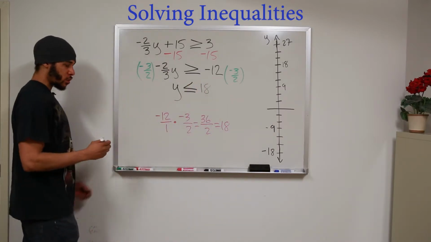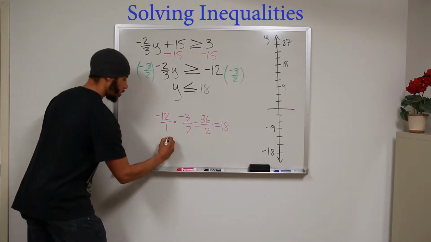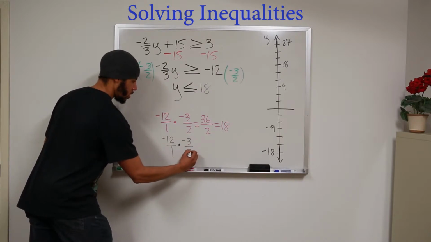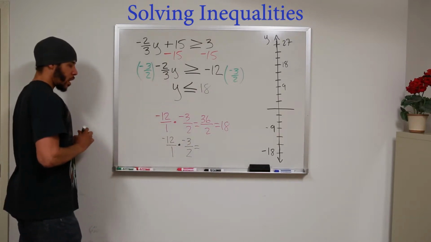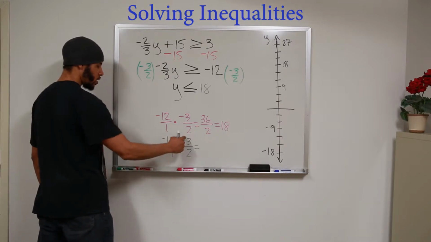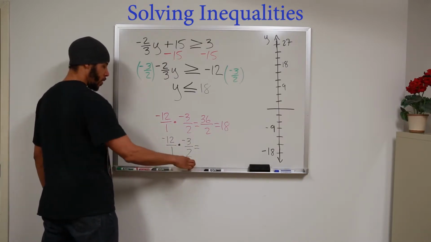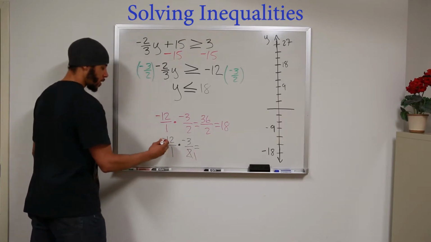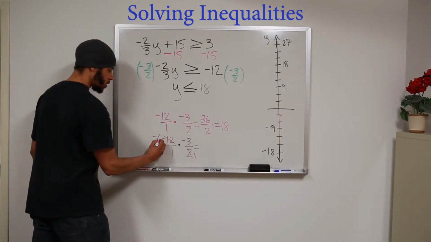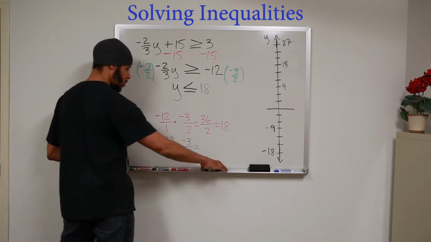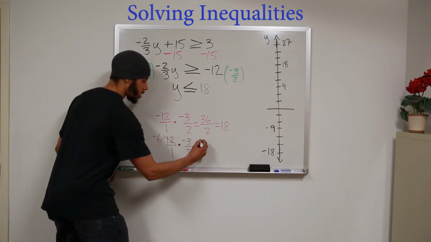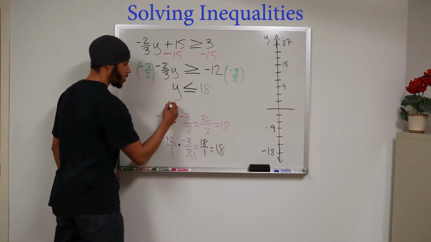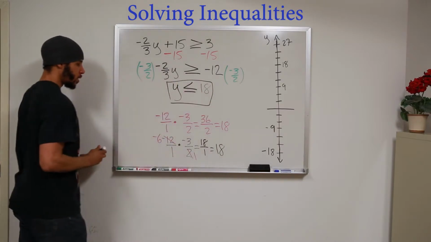Let's do this one more time, but cross simplify. So we're going to have negative 12/1 times negative 3/2. And let's recognize common factors here. Negative 3 and 1 don't have common factors to simplify by, but 2 and negative 12 can both be divided by 2. 2 divided by 2 is 1. Negative 12 divided by 2 is negative 6. And negative 6 times negative 3 is positive 18/1, or simply 18. Y is less than or equal to 18.